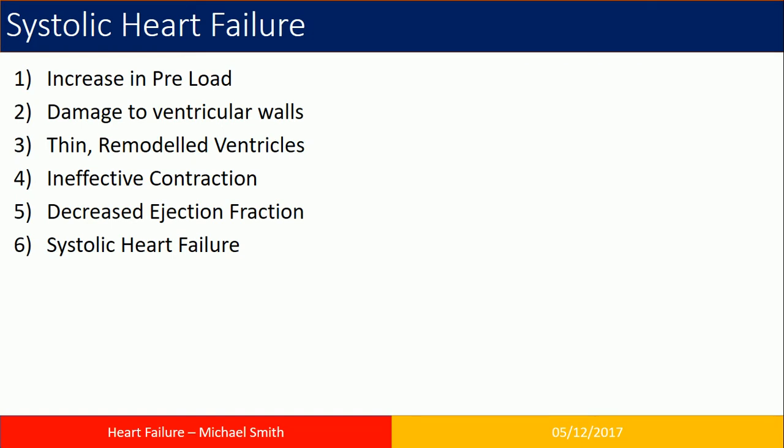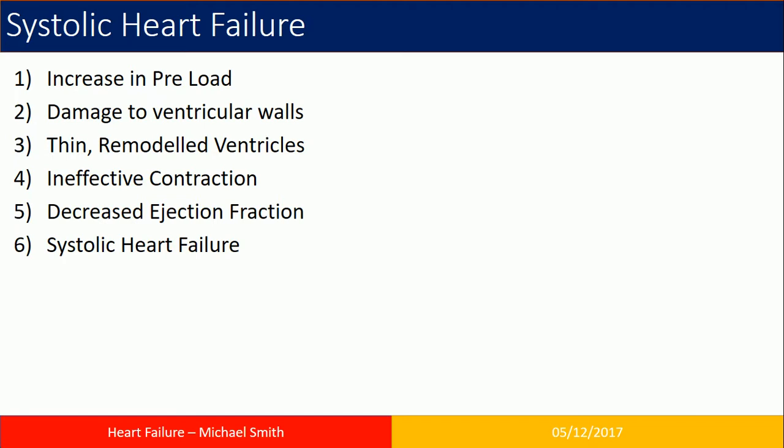So first we have our systolic heart failure. So this can be caused by an increase in our preload, which means that you have more blood coming into your ventricle. Now, as we said, this causes damage to the ventricular walls because they become overly stretched. The ventricular walls then become thin and remodeled, and when they try and contract, they can't pump as much blood out of the heart, and so you have this ejection fraction going down from the normal range down to below 40. And this is called heart failure with reduced ejection fraction, also known as systolic heart failure, because the problem is in systole, so when the heart's trying to pump, and it's unable to pump as effectively.